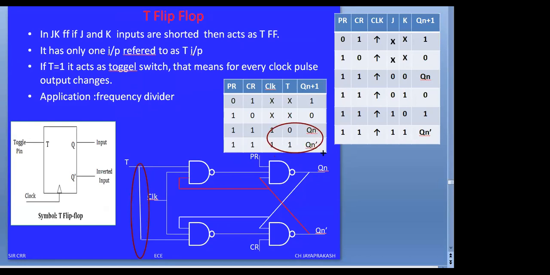When T equals to 0, T equals to 1. T equals to 0 అయితే previous state remain అవుతుంది. T equals to 1 అయితే previous state ని toggle చేస్తుంది. Okay, these are the conditions we have discussed for the flip-flops and their waveforms.